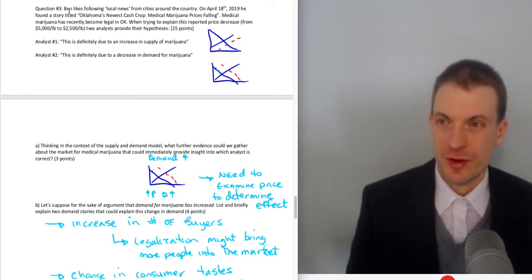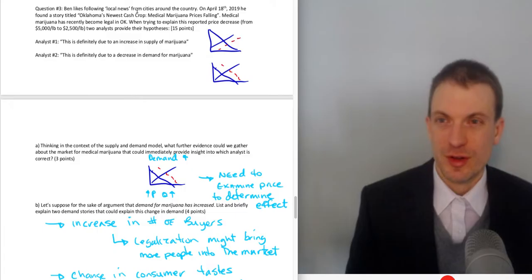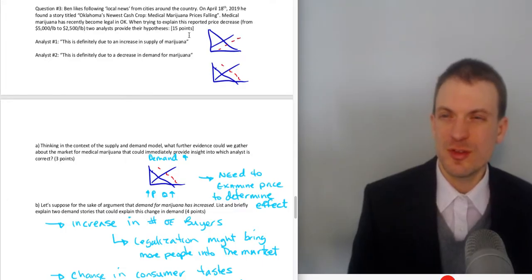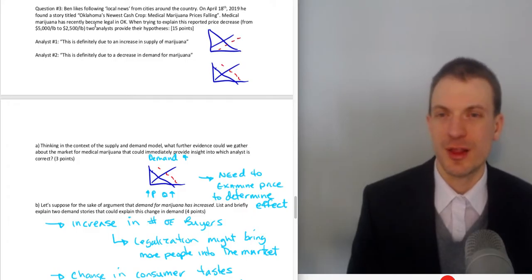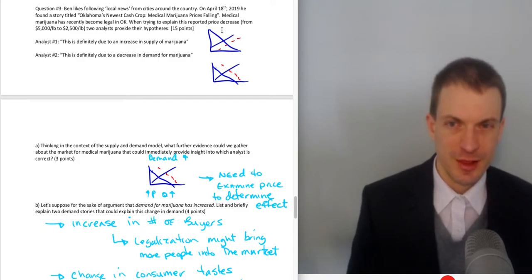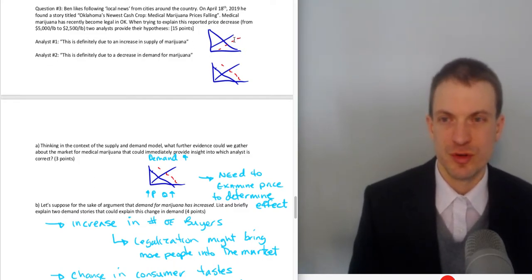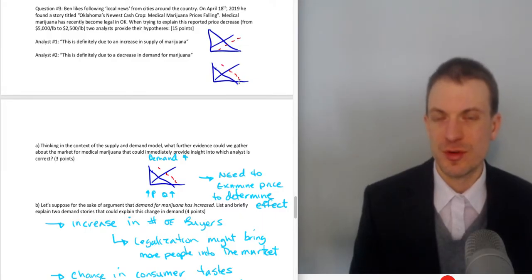Okay. So I like following local news, true. Here I saw the story about Oklahoma's newest cash crop, medical marijuana prices falling. So this is interesting because there's a lot of economic interest around this market, a lot of policy questions. So analyst number 1 might say, oh, marijuana prices are falling. This is because of an increase in the supply. That's this picture, increase in supply, rightward shift to supply. Analyst 2 might say, this is because of a decrease in demand for marijuana, although it doesn't seem to match what we seem to be seeing.